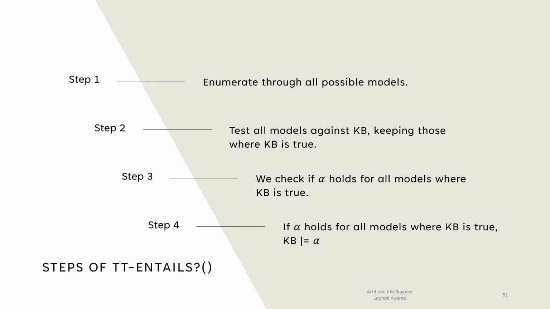For our very primitive inference algorithm, we're just going to enumerate through all possible models. We're going to test all of them against the knowledge base, only keeping those where the knowledge base is true. Then we check if alpha holds for all models where KB is true. If alpha holds for all models where KB is true, then we know that KB entails alpha. Because this is an entailment relationship, we don't care if the model is false in KB and true in alpha. That doesn't help us in any way. Typically, that will be the case for a bunch of models because the model set of alpha is typically larger than the model set of the knowledge base, but we don't care.